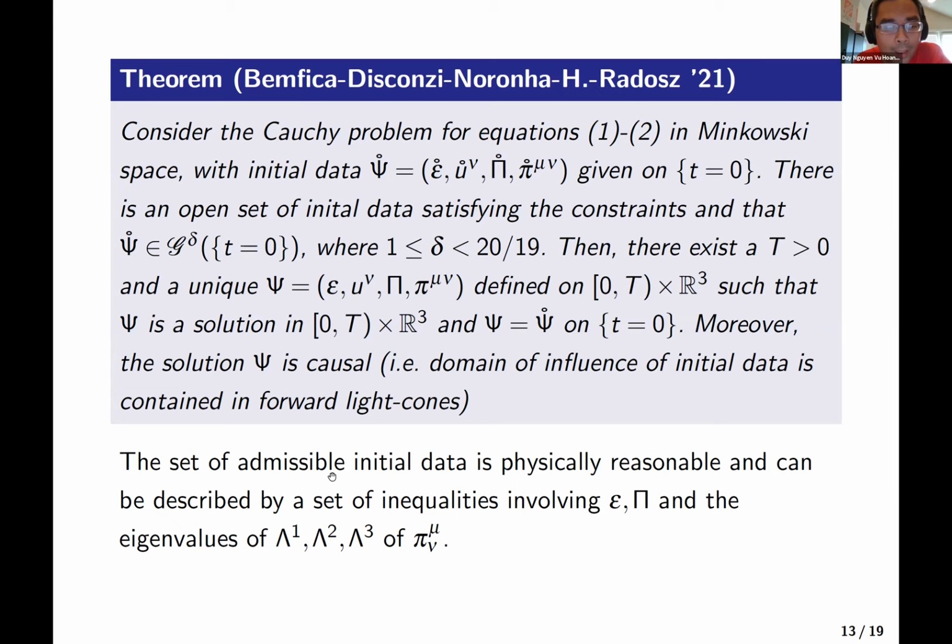By the way, the set of the admissible initial data is physically reasonable, so it's not something crazy. We can describe that explicitly, and it's characterized by a set of inequalities involving the energy density, these bulk quantities, and the eigenvalues of my initial shear stress. So note that these quantities have to be specified as part of initial data. So they are indeed independent fields, and not like in the ordinary Navier-Stokes equation, where you maybe just specify the velocity field. So these are really independent degrees of freedom.